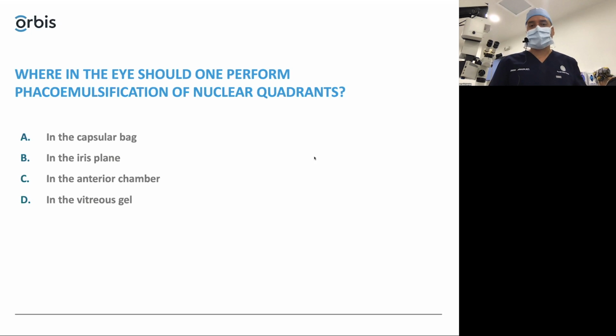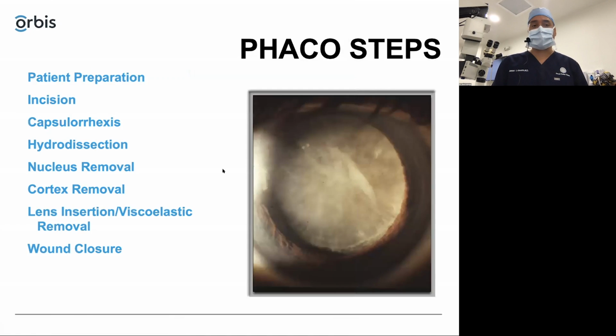Yeah, in the capsular bag is kind of dangerous because you can get the capsule. In the anterior chamber, you're going to hurt the endothelium. The iris plane is kind of what you want to shoot for.